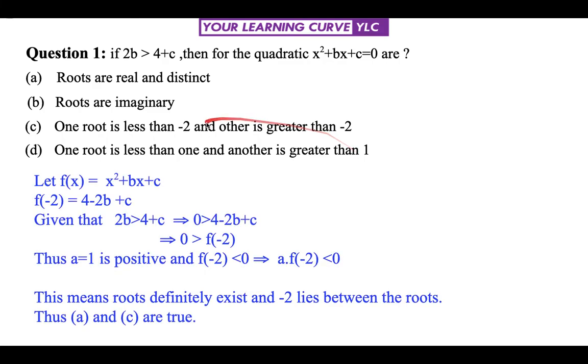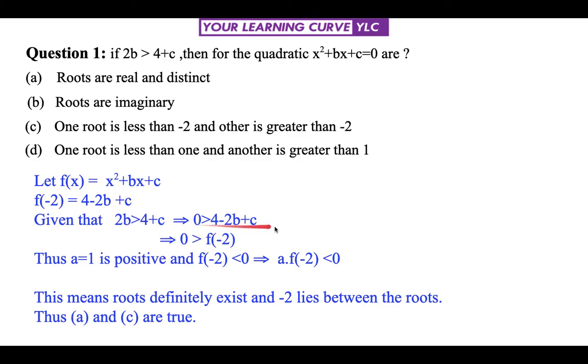The solution is, here you are given that x square plus bx plus c is equal to 0 is the quadratic equation which you have to deal with. So let's assume our function is f of x is equal to x square plus bx plus c. We observe that if we put x is equal to minus 2 in f(x), we get 4 minus 2b plus c. We have been given that 2b is greater than 4 plus c. So subtracting 2b from both the sides, the inequality remains the same. We get 4 minus 2b plus c is less than 0.